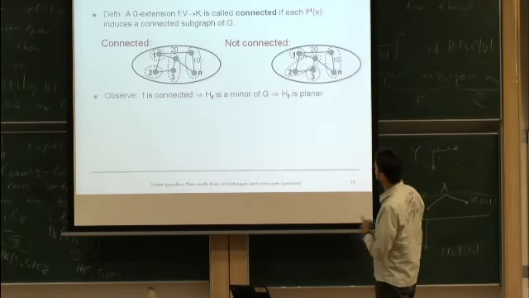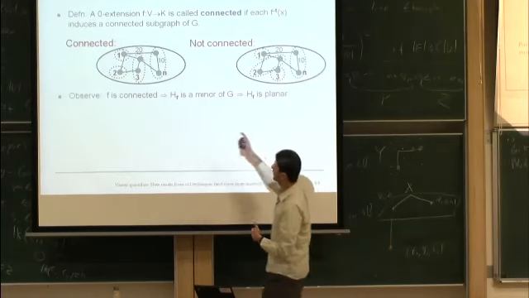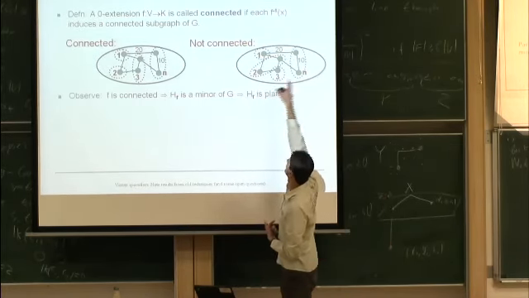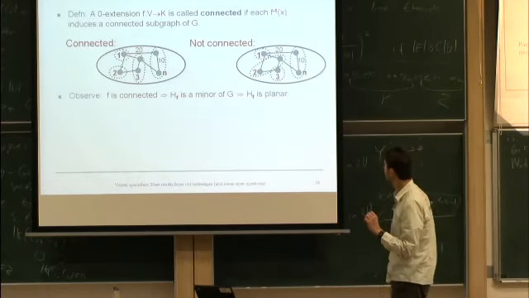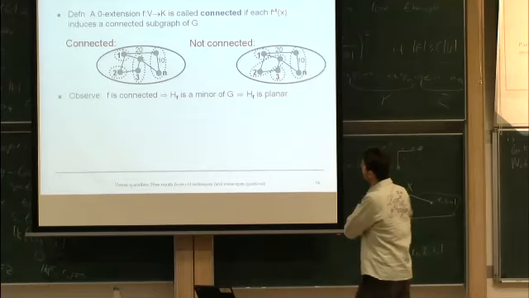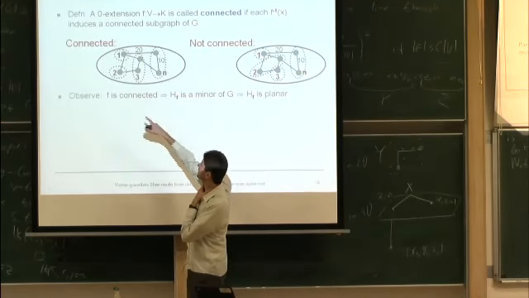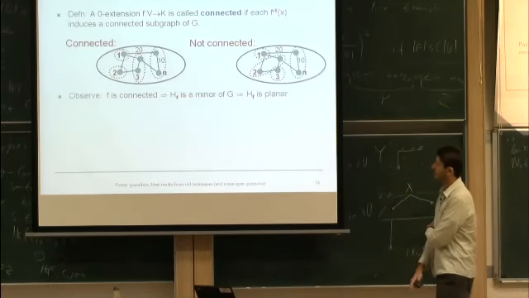So what we're going to do is just make sure that the zero extension is connected. We call a zero extension connected if exactly this f inverse of x is connected in G. Here is an example: this is connected, this is not connected because the blob corresponding to 2 here has 2 vertices that are not connected in G. You have to go out of the blob to connect them. If all the zero extensions that we use were connected, then the graphs that we will be using are all going to be minors of the original one, and therefore planarity will be preserved.